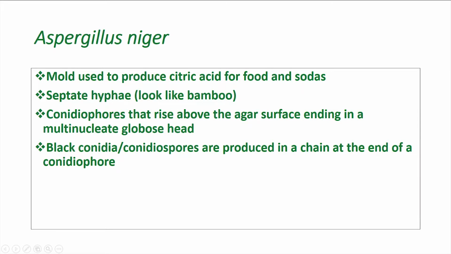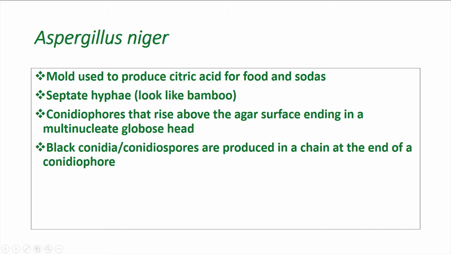The other one that we're going to look at is Aspergillus niger. It is a mold. It's used to make things like citric acid for food and sodas. It has these things called septate hyphae, which look like bamboo. They have little tick marks in them. And then there's a set of words that describe the way fungi and molds look, and this is a little bit technical, but we'll go over each one individually here.